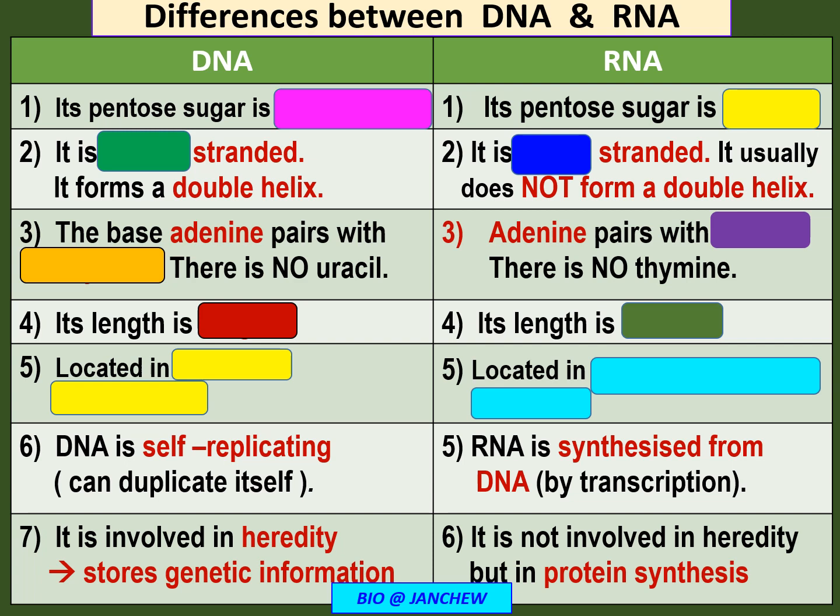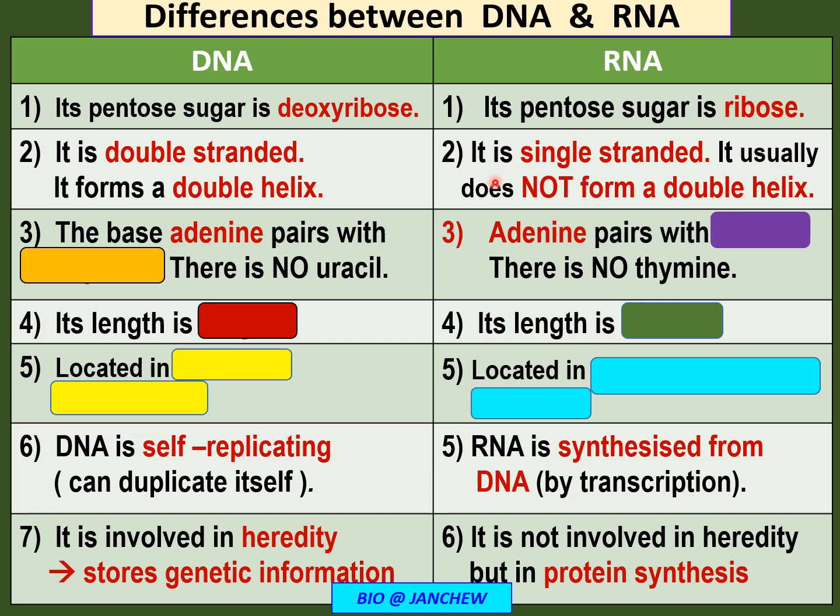Now let's discuss the differences between DNA and RNA. For DNA, its pentose sugar is deoxyribose, and for RNA, its pentose sugar is ribose. DNA is how many stranded? Double. Consists of 2 strands of polynucleotides, and it forms a double helix. RNA, it is single-stranded, and it usually doesn't form a double helix.